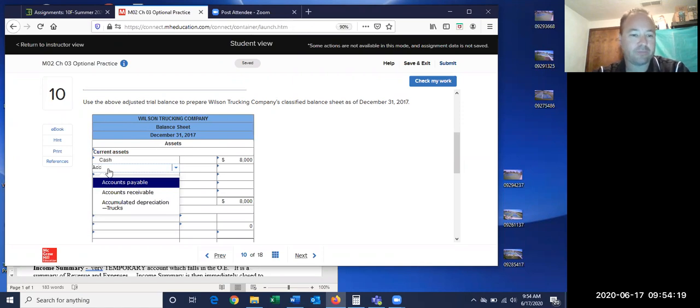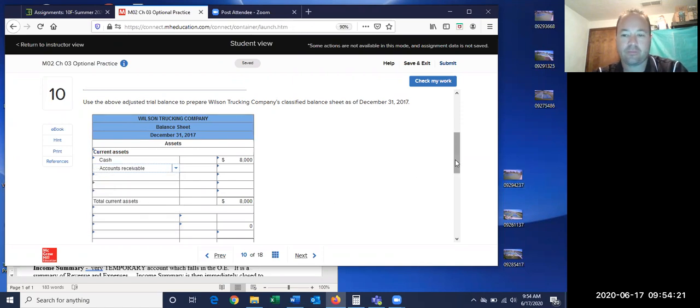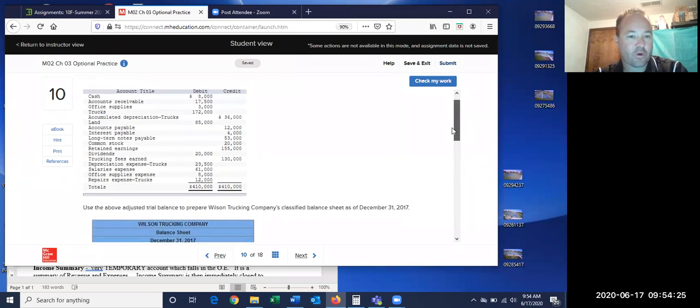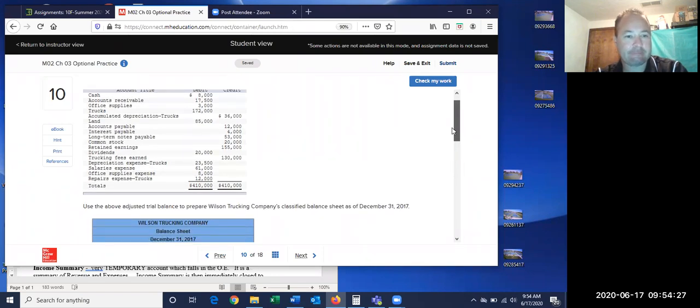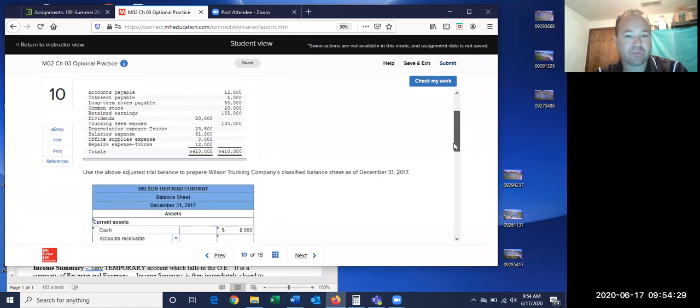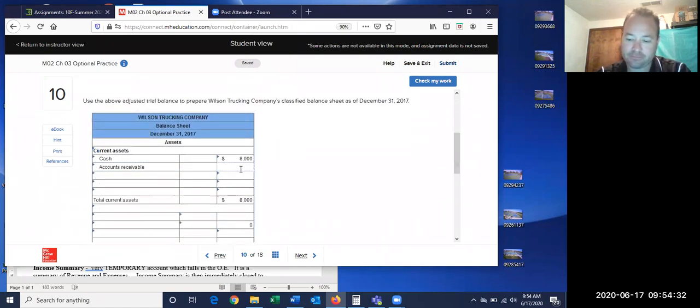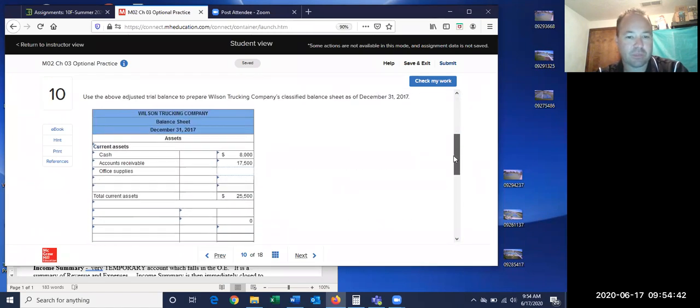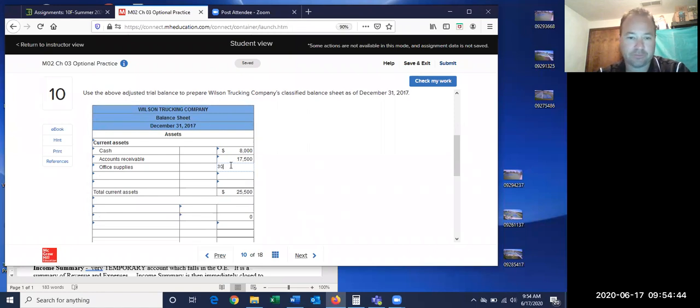Accounts receivable. And then we had office supplies as our last current asset. So accounts receivable 17.5. Office supplies, make sure you put the supplies, that's what we still have left, not the expense, that's what we've used. Office supplies of 3,000. And as it says here, that's our total current assets.